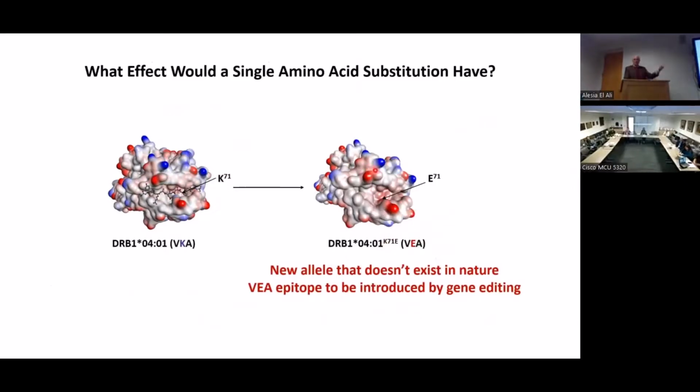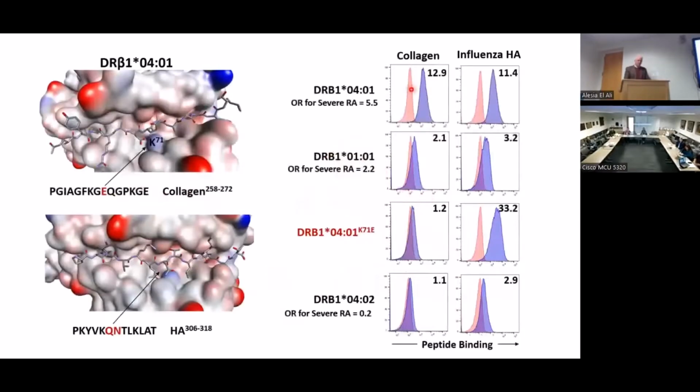And obviously, what I'm talking about going forward is gene therapy. Could we just change one amino acid and make the patient resistant? So now we're introducing the VEA epitope as a single change to the HLA molecule. And when we do that, here what you're seeing over here on the left is collagen binding.